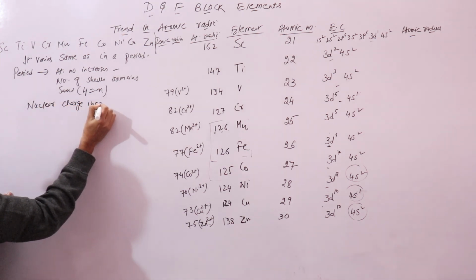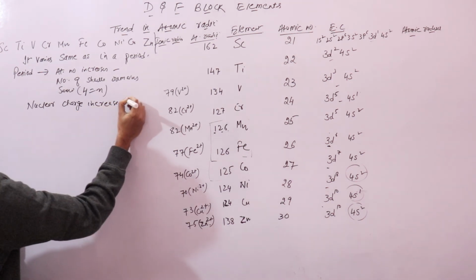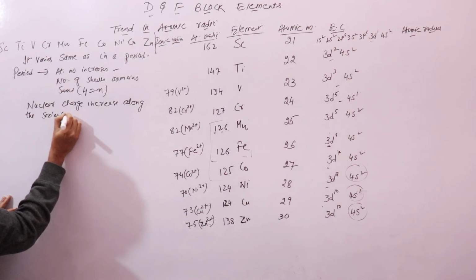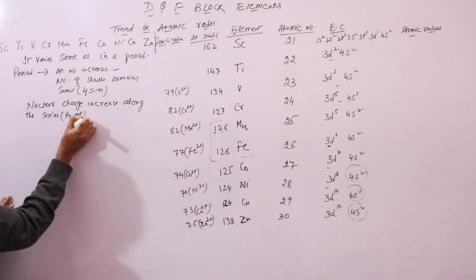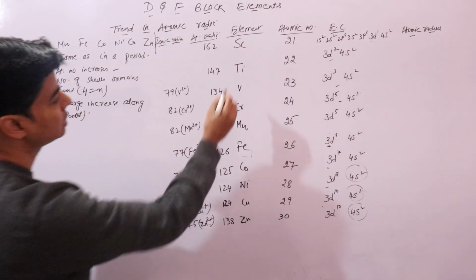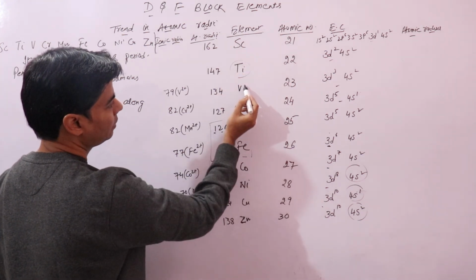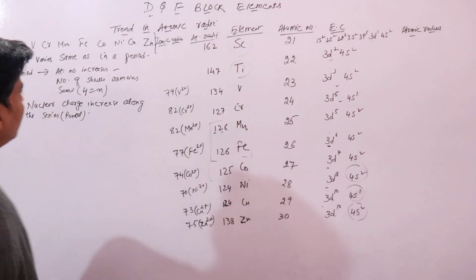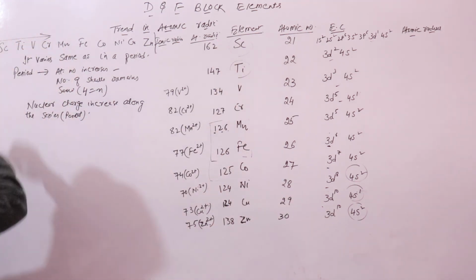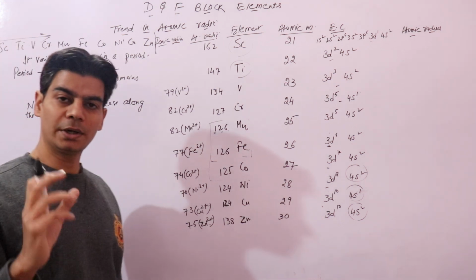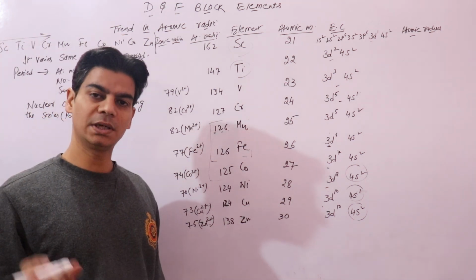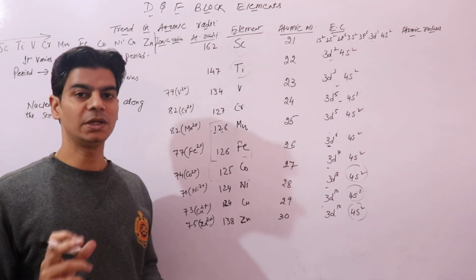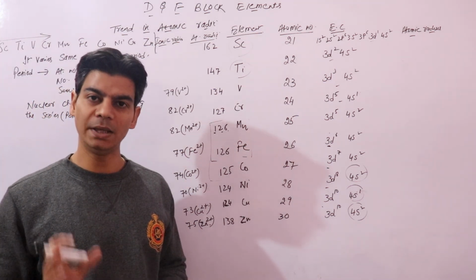Nuclear charge will increase, and in this case nuclear charge will increase along the series, which is nothing but, I'll just write it in a bracket, a period. Your nuclear charge will increase. That means nuclear charge is more in Ti than scandium. As you move horizontally along the period or along the series, your atomic number will increase. Due to increasing atomic number, your nuclear charge will increase and the number of shells will remain the same.